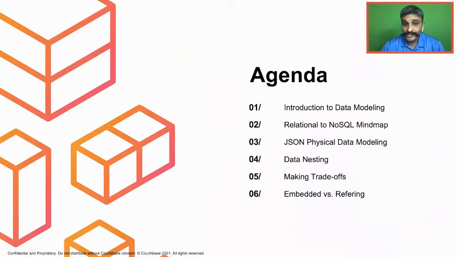So the agenda of the session is we're going to introduce data modeling. We're going to talk about a relational to NoSQL mind map. I'm going to show you how JSON physical modeling happens. We're going to talk about data nesting, talk about how we can make various trade-offs, and lastly, we'll talk about embedding versus referring.